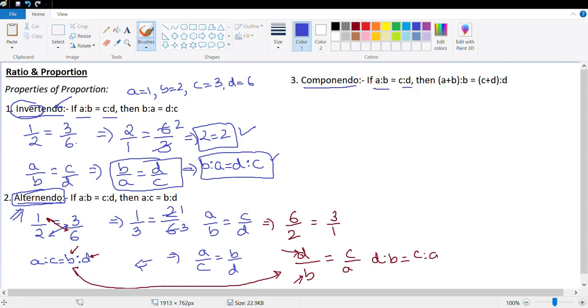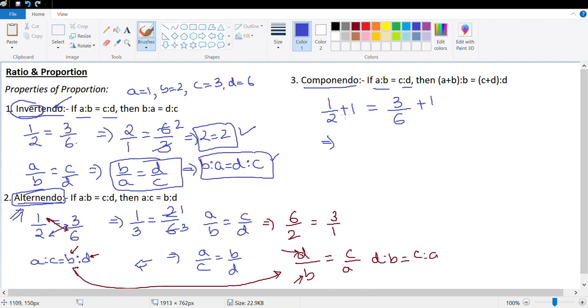Before I get into this, let's go ahead and do something which we already know. So 1 upon 2 is equal to 3 upon 6. That's given. Let's add 1 to both the sides. Yeah, that's allowed. In an equation, I'm allowed to add the same number to both the sides.